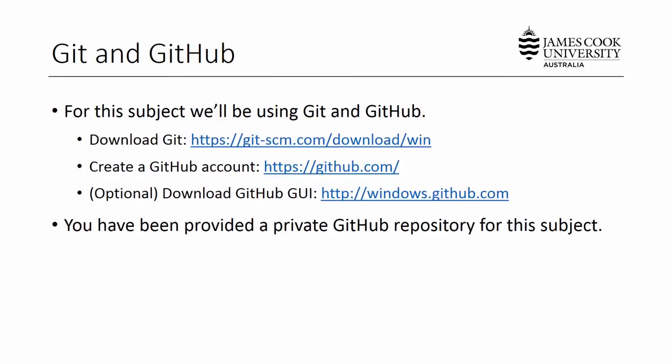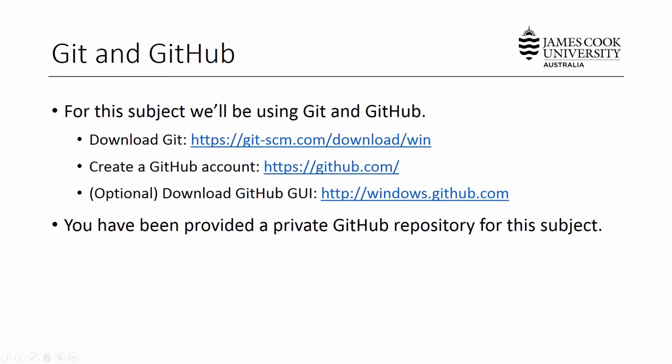So for this subject, you'll be using Git and GitHub exclusively. There are 3 download links that I've provided here and that are on your lab task sheets. You can download Git, the brains behind the version control system, and you can also sign up for a GitHub account. And this is necessary for this subject because we've provided every single student with a private GitHub repository for this subject. So create a GitHub account and we will send you an invite to your private repository, and then you can join it and start managing source code.